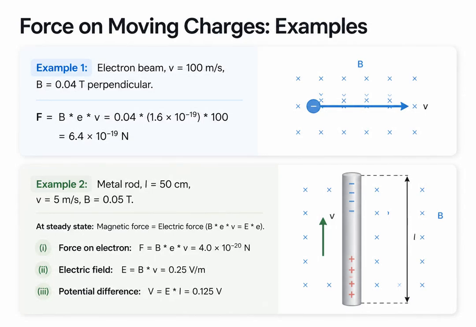Let's apply this to 2 examples. First, an electron beam moving at 100 meters per second perpendicular to a 0.04 Tesla field experiences a tiny force of 6.4 times 10 to the power of 19 newtons. Second, when a 50-centimeter metal rod moves through a magnetic field, the free electrons experience a magnetic force. At steady state, this is balanced by an electric force, creating an electric field of 0.25 volts per meter and an induced potential difference of 0.125 volts across the rod.